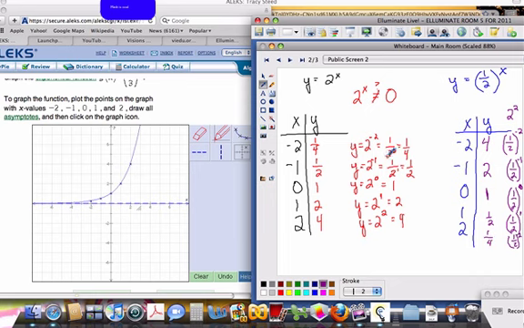And if you notice, this gives me the same points, but in the reverse order. So this one would actually come down from the left and go down towards the asymptote on the right. Okay, so very similar.